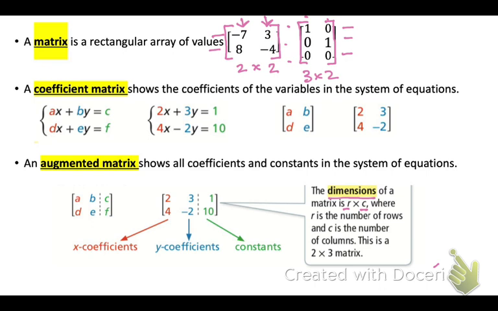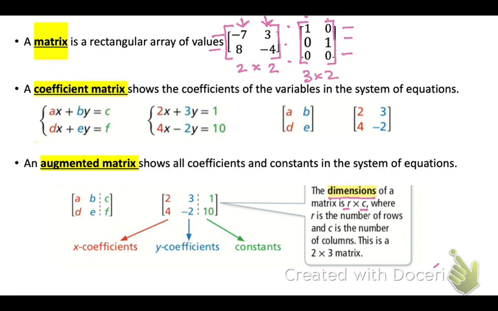I'm recording, so. Okay, coefficients are the numbers in front of variables. Something you learned a long time ago. Okay, coefficient matrices are full of a bunch of coefficients. So if I have ax plus by equals c and dx plus ey equals f, the coefficient matrix would be a, b, d, e.